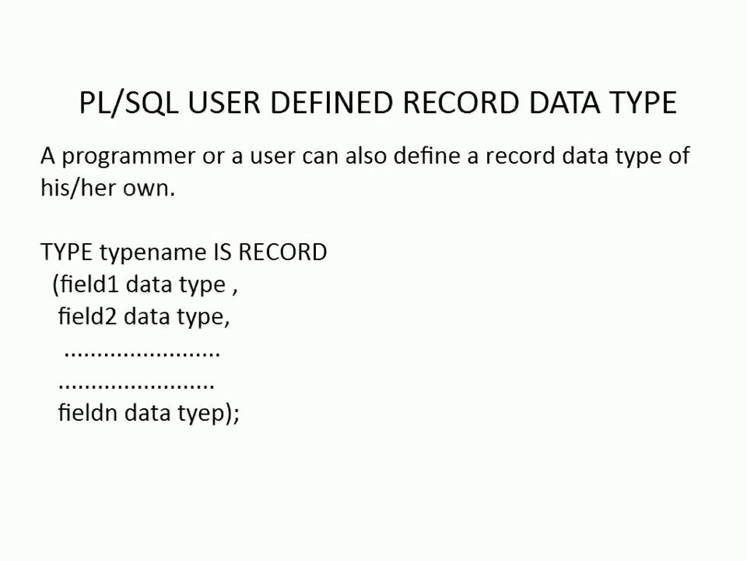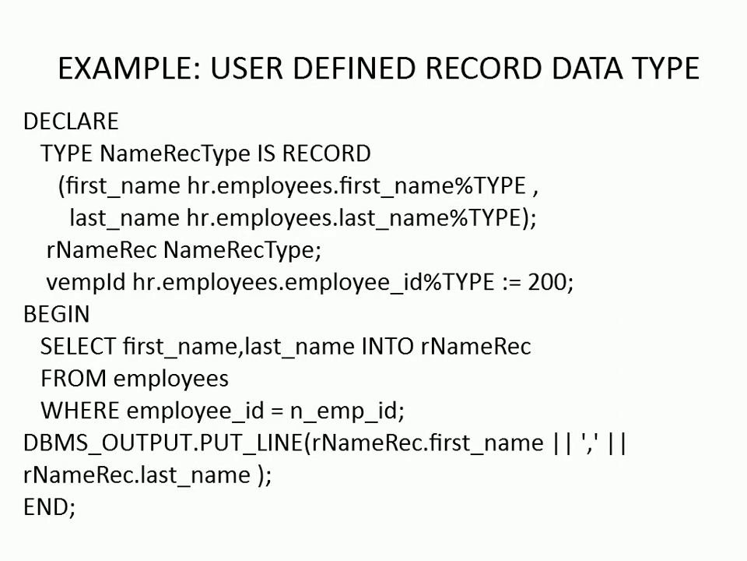A programmer or a user can also define his or her own record data type in code. Use the TYPE keyword followed by its name, then the IS RECORD keywords. In the parentheses, we'll provide fields or columns and their types. In this example, we are creating our own record type in the declaration section. And for the types of individual columns, we are using anchored types of the employees table, first_name and last_name. So the main type will be name_rec_type, and the subtypes will be first_name and last_name.